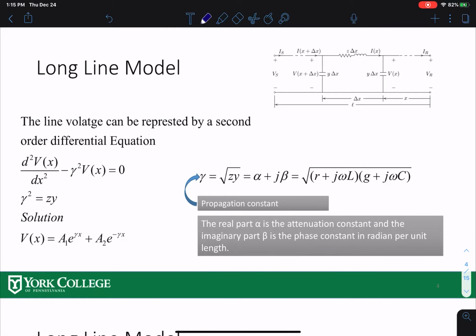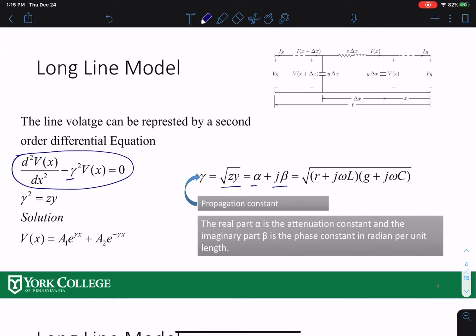Let's see how we can model this. If we model that section of the line, it will come to second order differential equations. Your book has a detailed derivation of the model. I'm not going to spend time on it, so please review the book for the derivations. Over here, your gamma is basically the square root of z times y, which comes to alpha plus j beta.